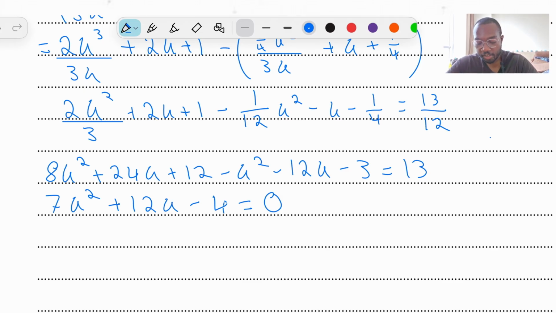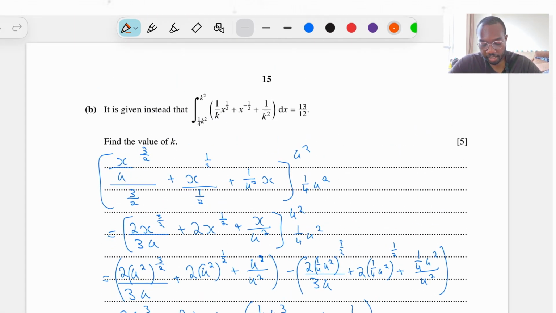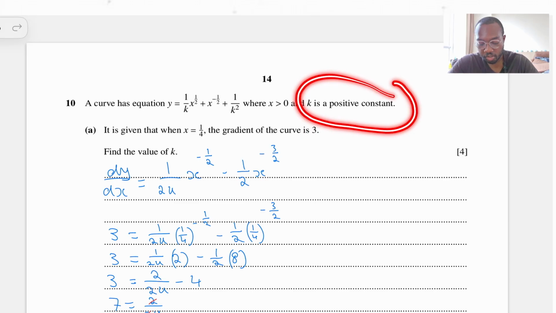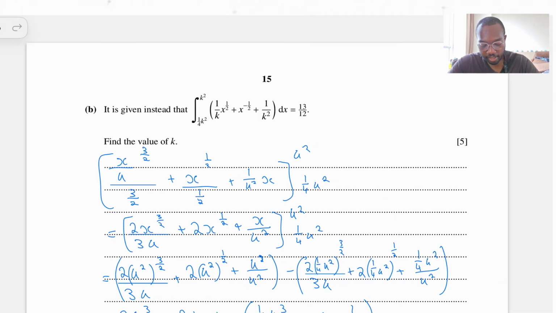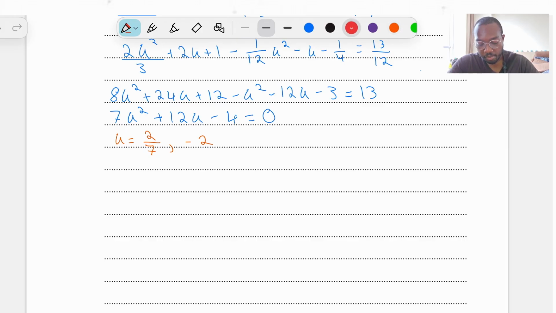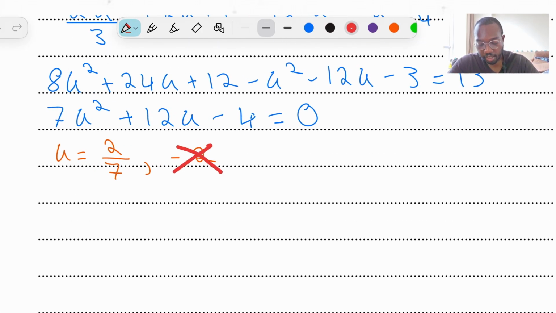And if you put those values into your calculator, you will get two values. You will get k as equal to 2 over 7, and you get k as equal to minus 2. In the previous question, we have that k is a positive constant. Therefore, in this question, we can disregard the minus 2 because it's not positive. Therefore, our answer is simply just 2 over 7.